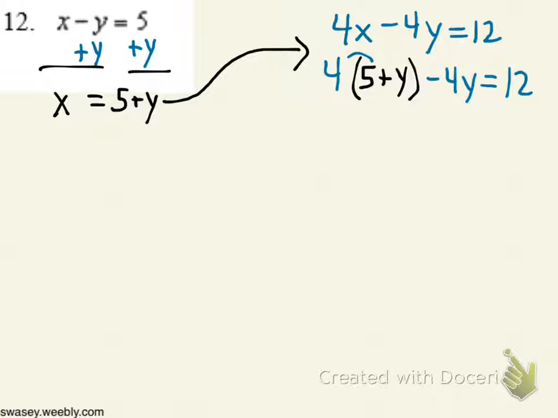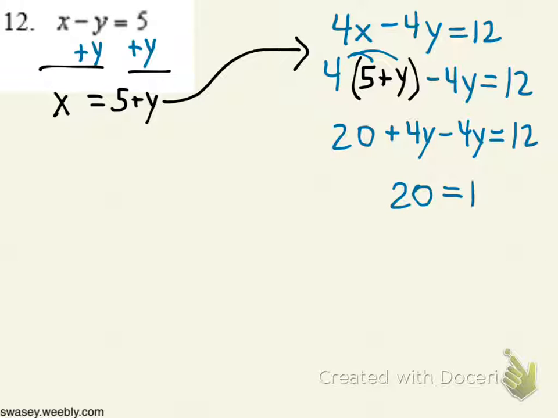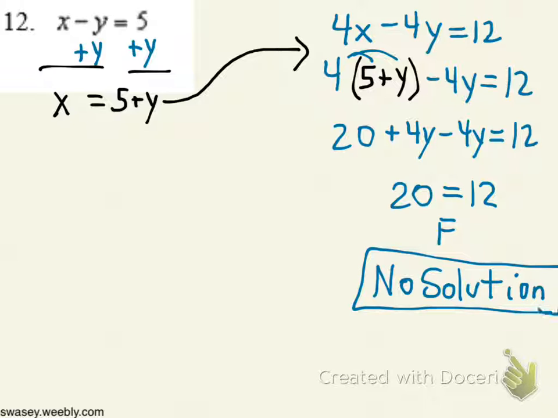To get rid of the parentheses, we'll distribute this, and so 4 times 5 is 20. 4 times y is 4y. Now we have 4y minus 4y, that's 0, it's gone, so we have 20 equal to 12. So we're solving it like normal, but our variables went away and we have a false statement. So that means we have no solution. If we were to graph these, they would be parallel lines. So no solution. And if your variables go away and you have a false statement on these, it's no solution.